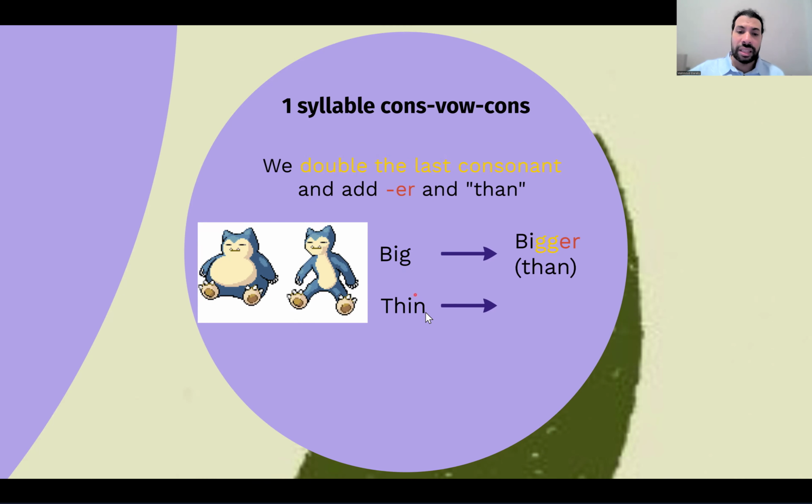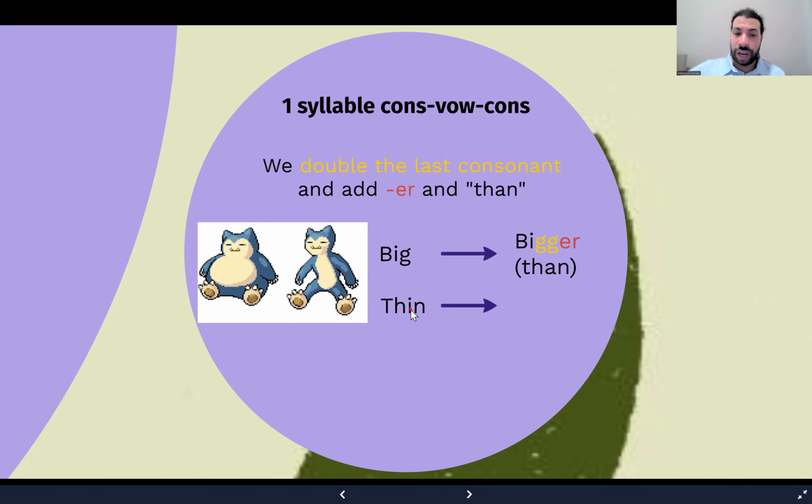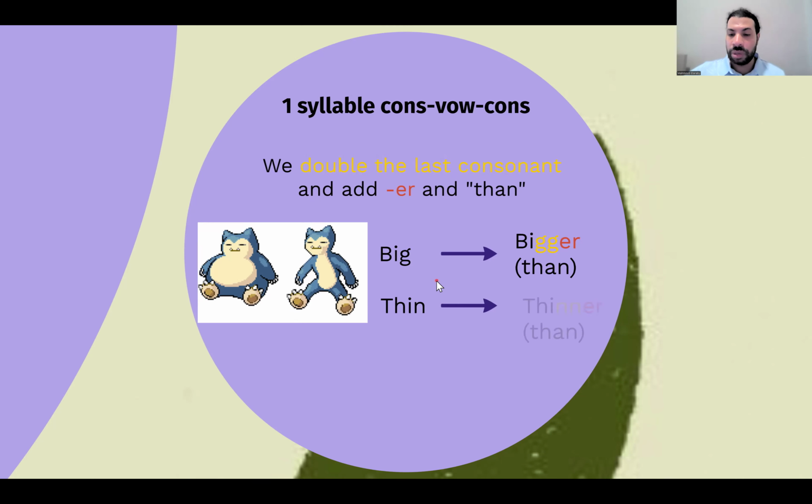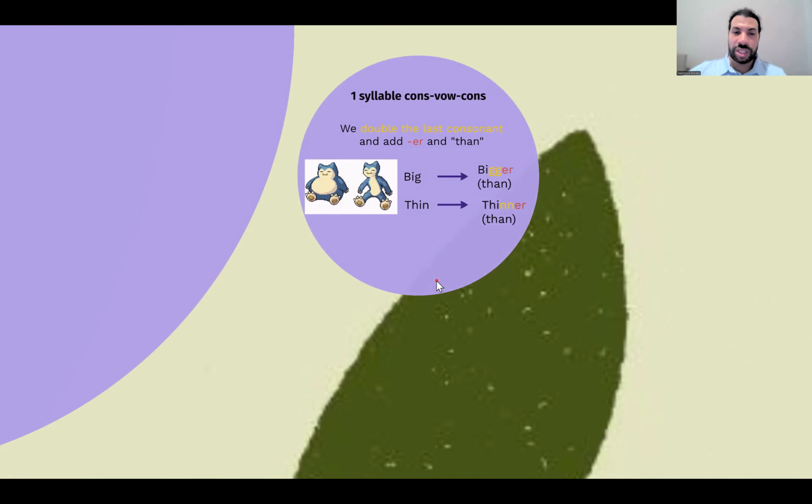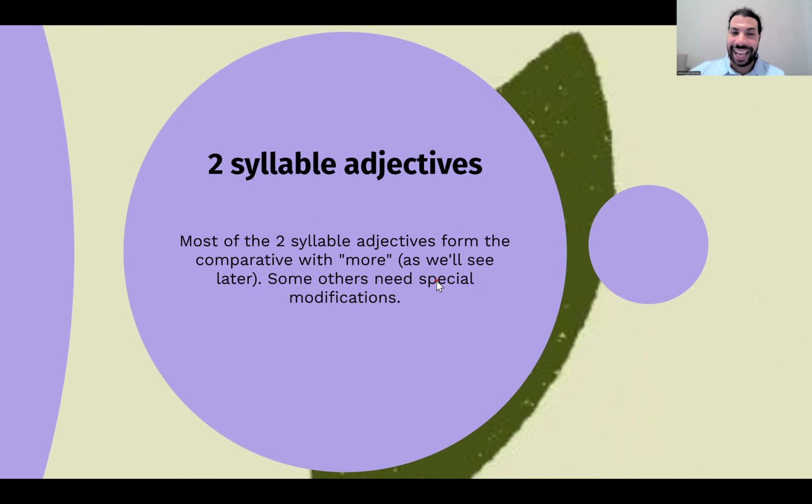What about thin? Look, consonant, vowel, consonant. Great job. So we're going to double the last letter. So we will double the N. So it will be thinner than. Yes. Moving to the two-syllable adjectives.